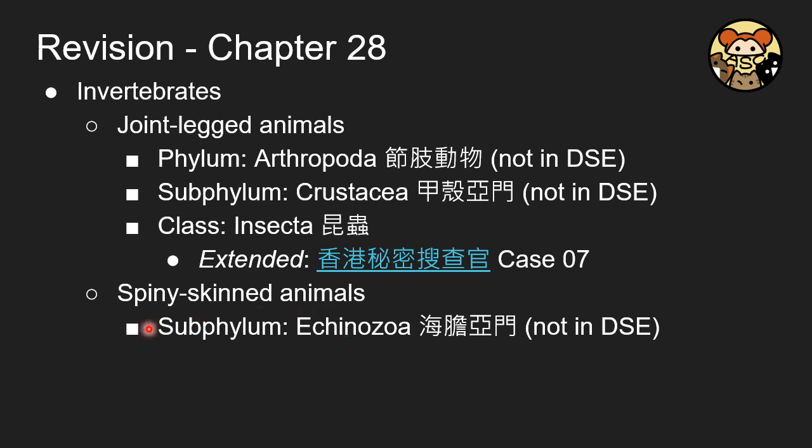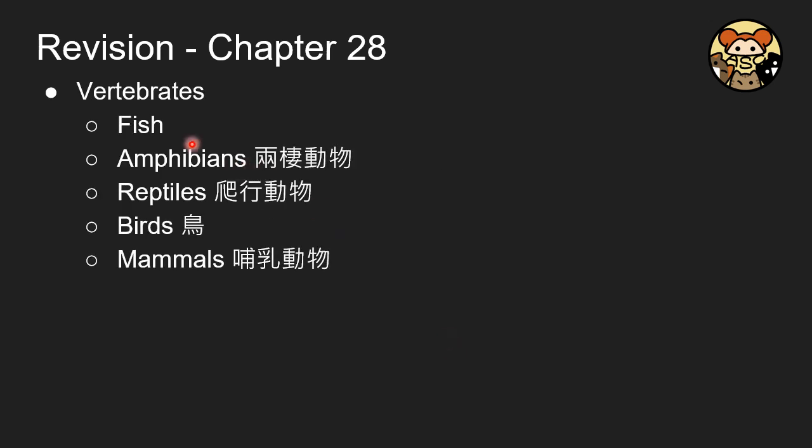And there are also spiny-skinned animals. There's like the 海膽. And then for the vertebrate, we will talk about fish, amphibians, reptiles, birds, and mammals.